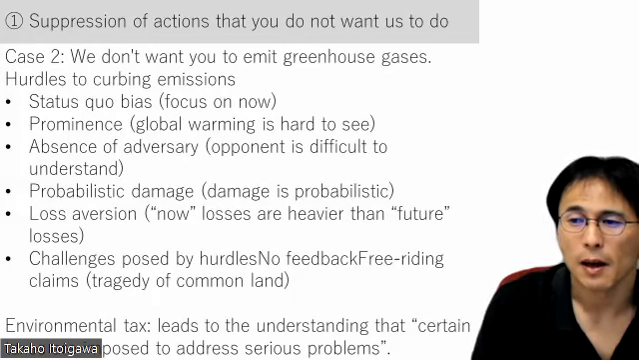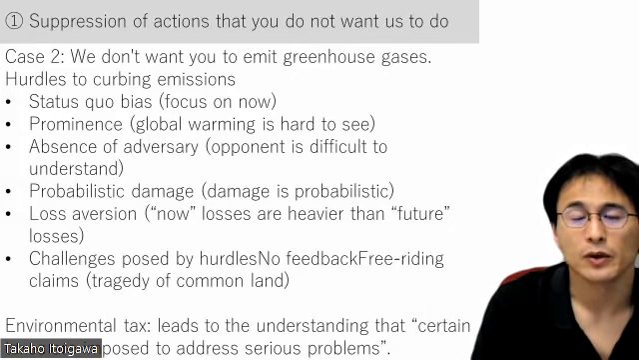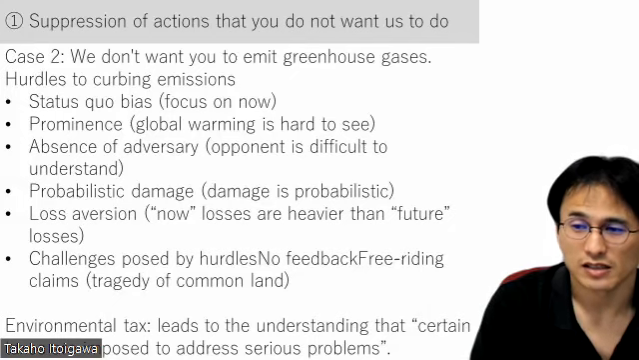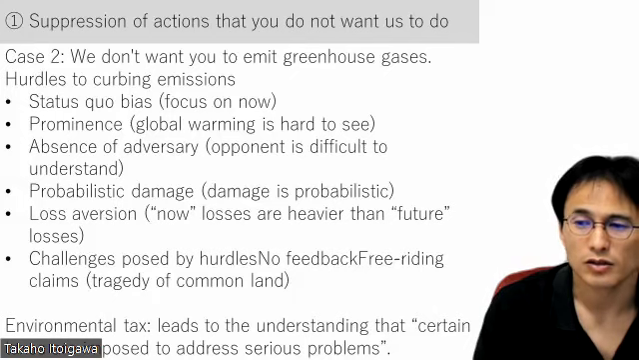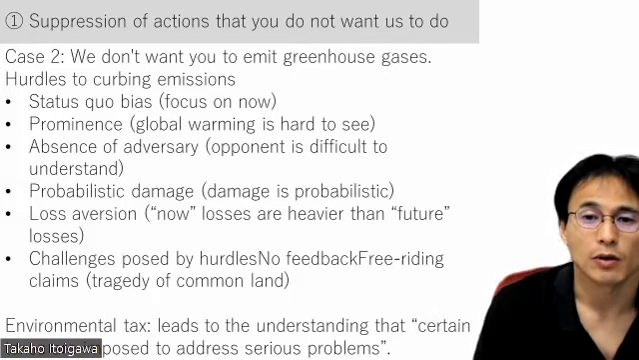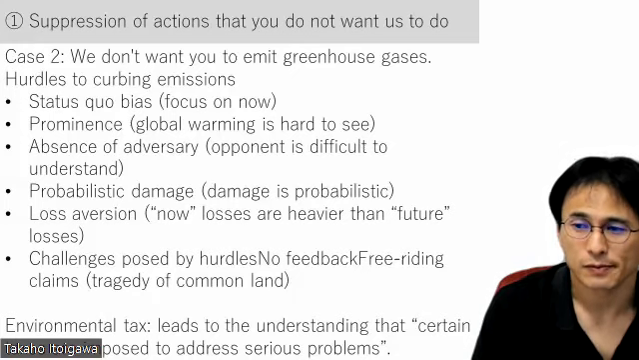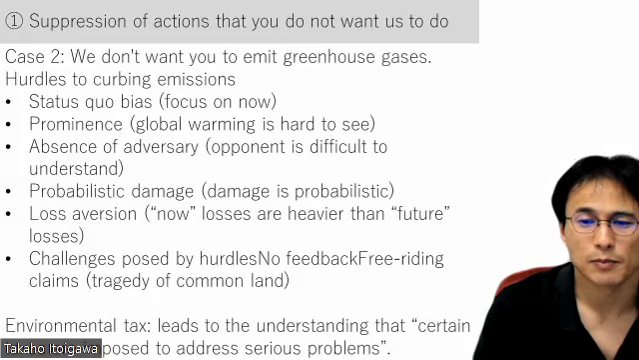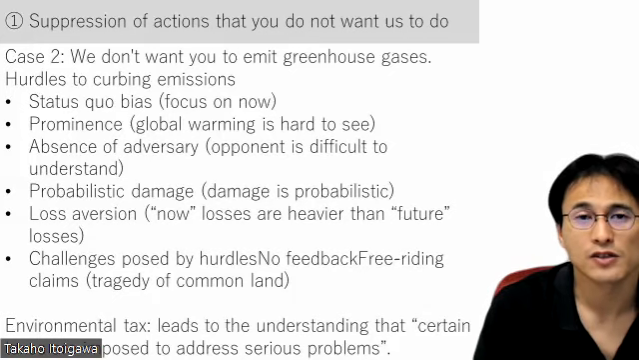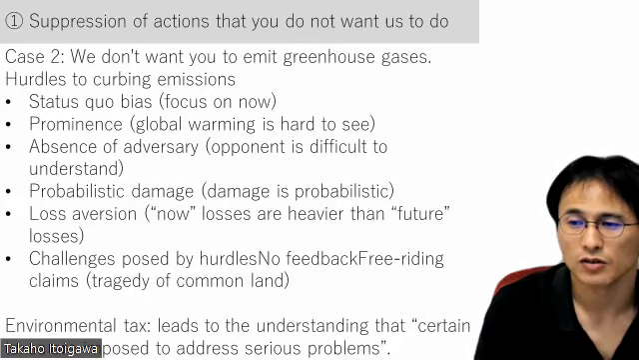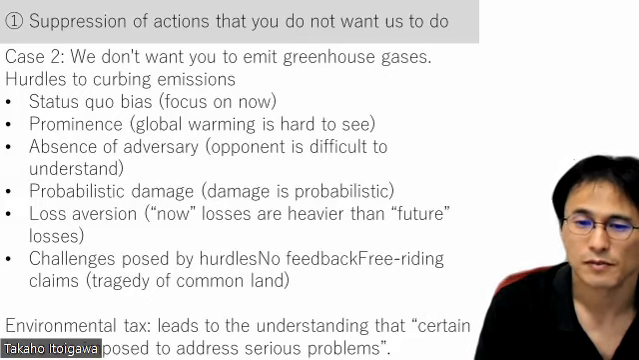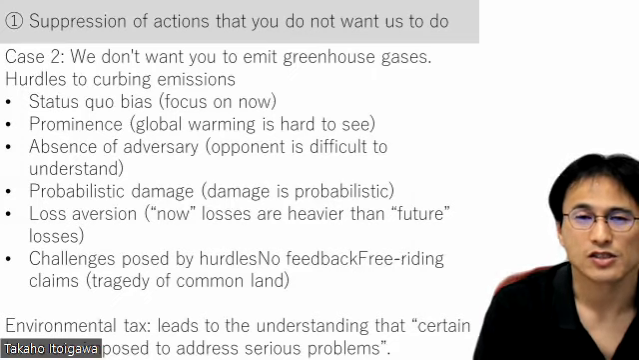The third is the absence of an enemy, which makes it difficult to know who the enemy of reducing greenhouse gas emission is. There is also the problem that the damage that will be suffered if greenhouse gas emissions are not reduced is stochastic. And loss aversion, in which present losses are perceived as more severe than future losses, is another hurdle to reduce emissions. In addition, these hurdles tend to create the following challenges.